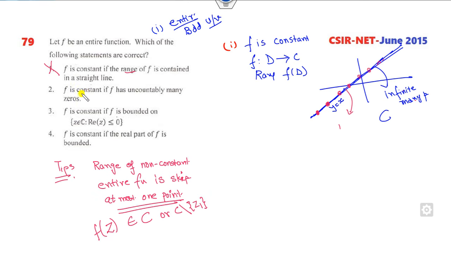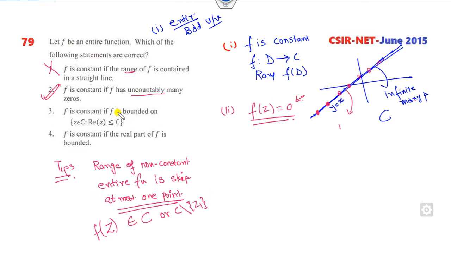If f has uncountably many zeros, can you think of any function which has uncountably many zeros? Every point is a zero, so it has uncountably many zeros. What is that? This is the constant function, so that is the correct option.